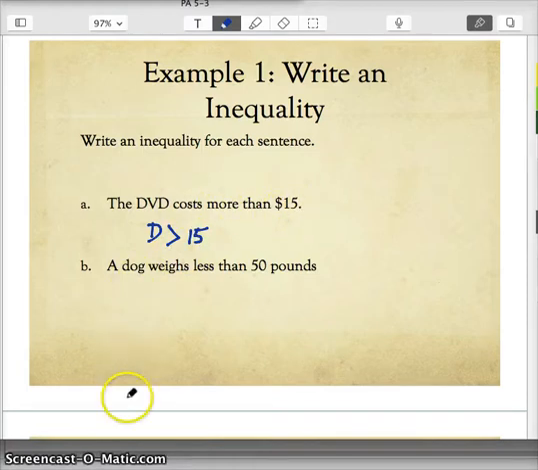Let's take a look at this next one. A dog weighs less than 50 pounds. Again, let's use W for the weight of the dog. If the weight of the dog is being represented by this variable, a dog weighs less than 50 pounds, we would use this symbol.